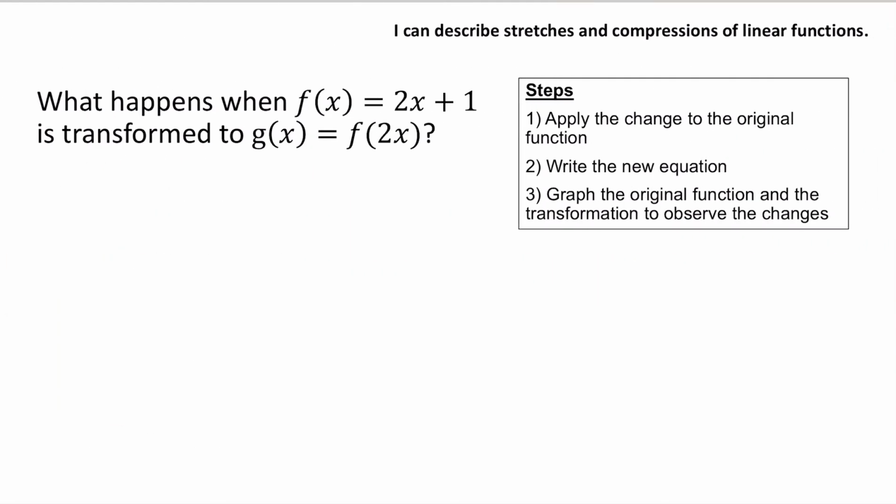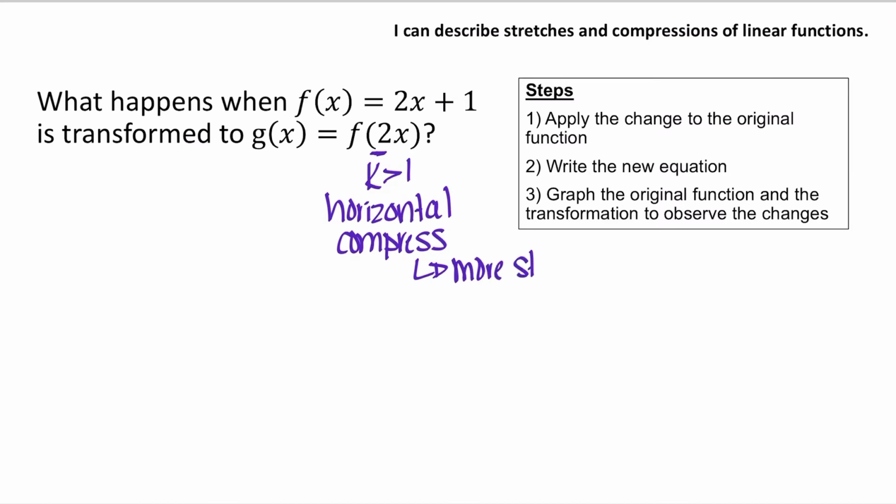So what happens when f of x equals 2x plus 1 is transformed to g of x equals f of 2x? So in this case, we have k is greater than 1, so it is going to be horizontally compressed. Okay, so that means that the graph is going to become more steep. So let's plug this in to see if it's true.